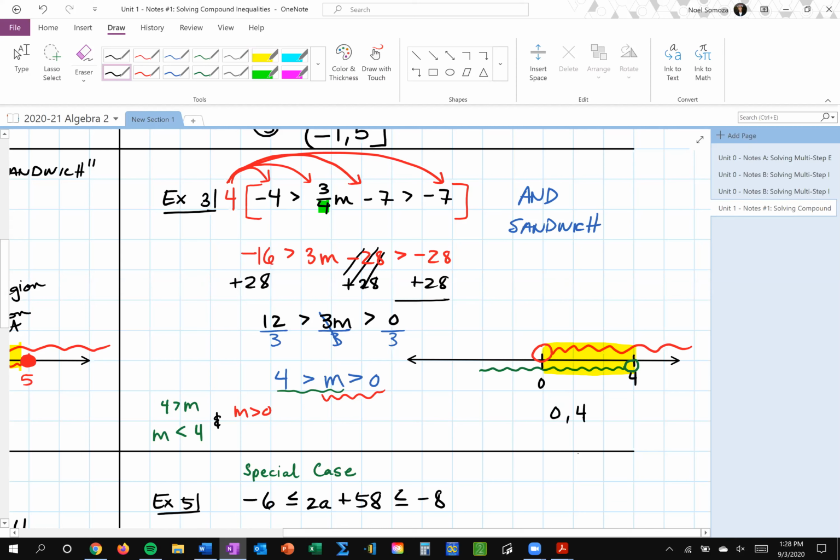At 0, though, I have an open circle, so we have parentheses. And then at 4, another open circle, so another parentheses. So what we're saying here is that the solution is anywhere between 0 and 4, just don't include 0 or 4. But everything in between counts. So there's our solution. Here's our algebra. Here's our graph. And here's our interval.